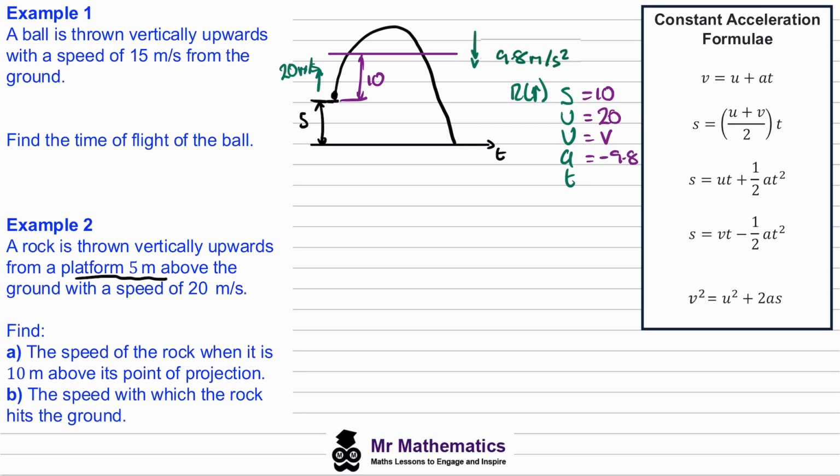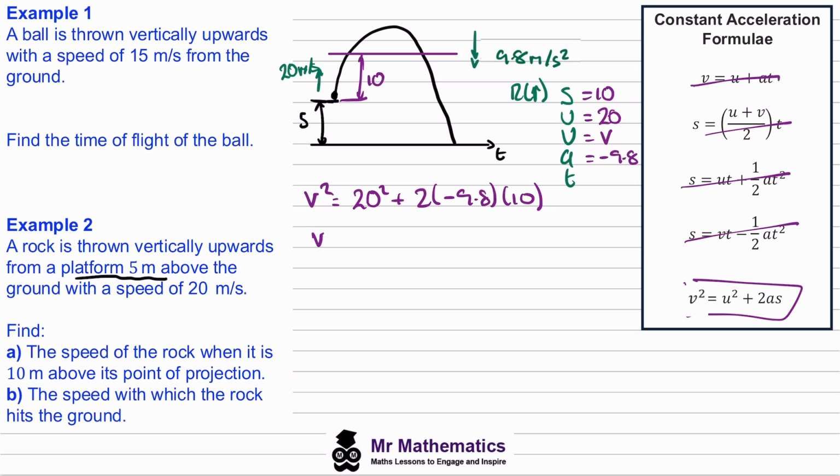So because we don't want the time, we'll cross out each of these. And we're going to use this one. So v squared will equal u squared plus 2 times the acceleration multiplied by the displacement. So v squared will equal 400 minus 196. This gives us 204. We'll take the square root, and v works out to be approximately 4.28 meters per second.